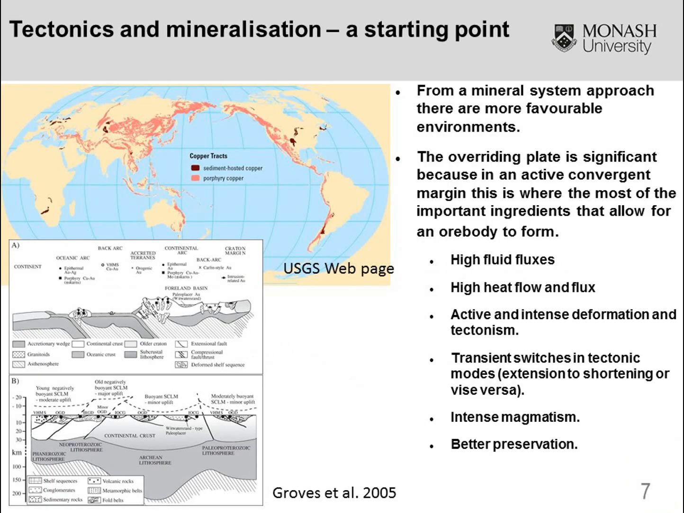Okay, so I'm going to start from a large scale, and I'm going to go down slowly into basically a camp scale problem. So from a mineral systems approach, which is what I'm talking about, I've got two figures there. One's an image I stole off the USGS website, which shows all the copper deposits around the world. What's obvious if you look down the Americas is that all copper deposits form in the overriding plate. That's nothing new to anyone on the planet, even my first years know that information.